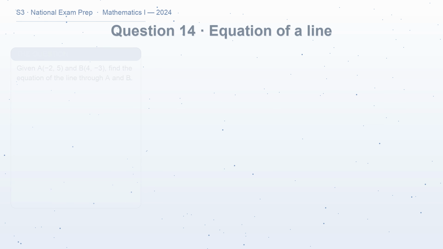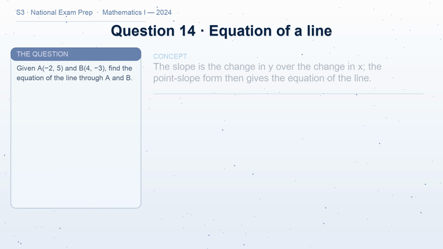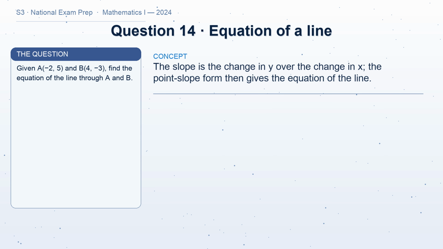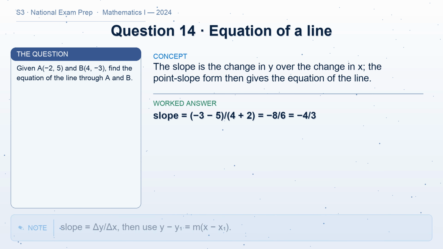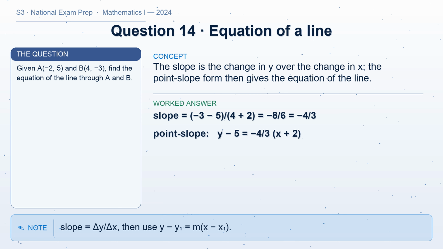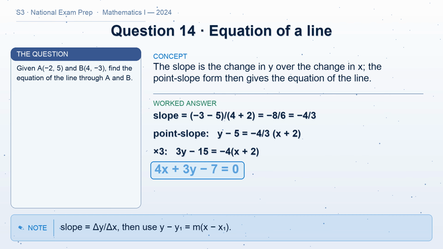Question 14. Given the points A at -2, 5, and B at 4, -3, find the equation of the line through them. First the slope, which is the change in y over the change in x. Then the point slope form gives us the equation. The slope is -3 minus 5 over 4 plus 2, that is -8 over 6, which simplifies to -4/3. Using point A, y minus 5 equals -4/3 times x plus 2. Multiplying through by 3 and tidying gives 4x plus 3y minus 7 equals 0. That is the equation of the line.